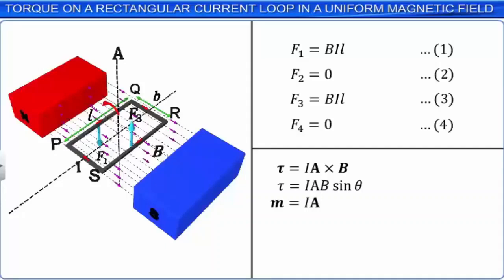Thus, the direction of M is the same as that of the area vector, and its SI unit is ampere meter square. Hence, torque on the current carrying rectangular loop is given by the expression tau is equal to M cross B, and hence, the magnitude of the torque on the loop is given by MB sin theta. In this case, the angle between the magnetic moment and the magnetic induction is 90 degrees. As sin 90 is equal to 1, the torque on the loop is the maximum.